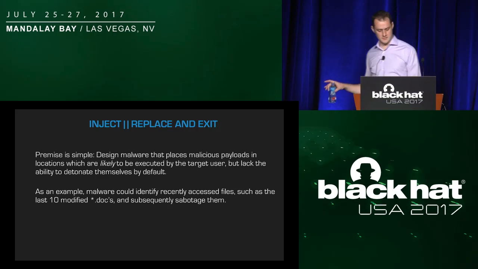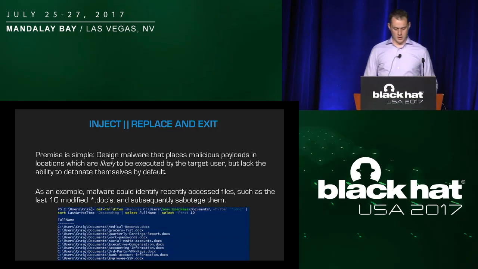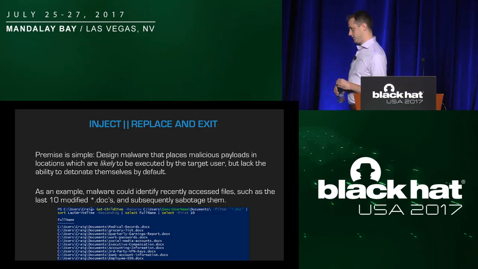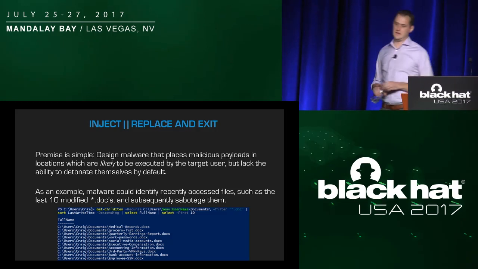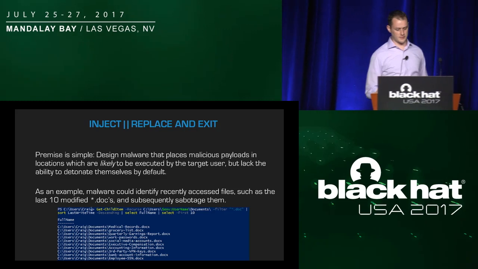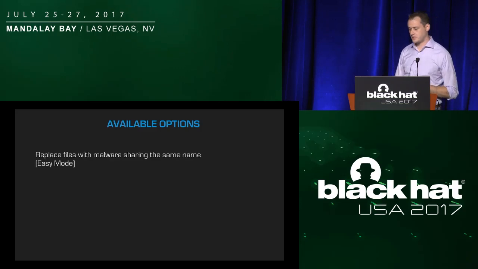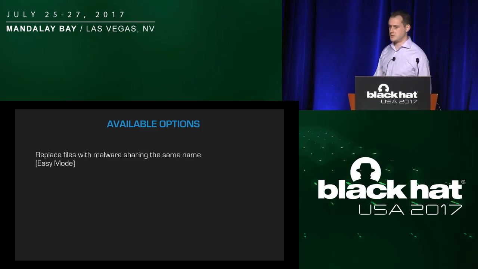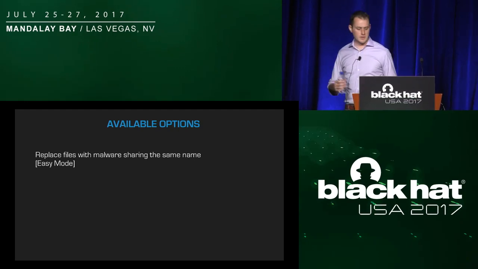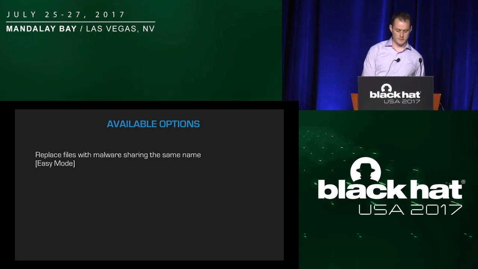And of course, the sandbox has a very hard time dealing with this. This is just a quick example of how to find your last top 10 modified documents, sort them, and then, most usefully, provide the full path to them. So we've got a couple options if we're going to try to do this through a sandbox. Easy mode is simply outright replacing those files with malware: same name, same extension, same icon. Sometimes it works, but honestly it's not that effective.